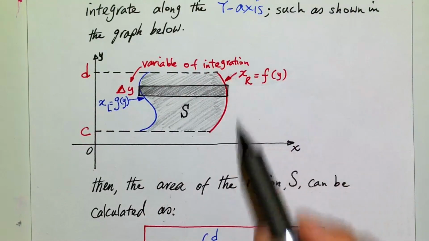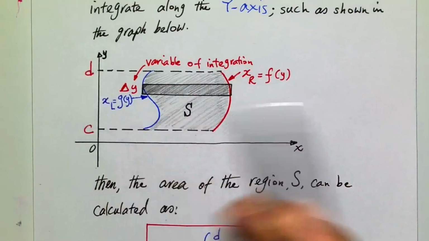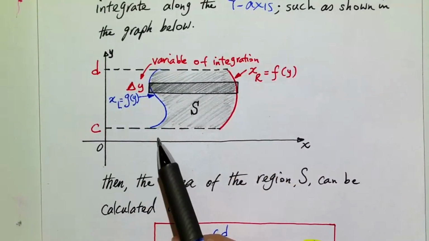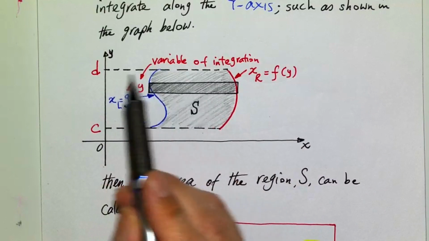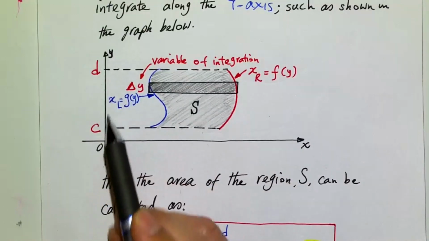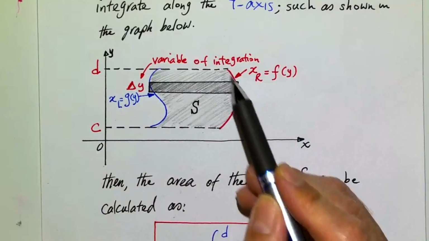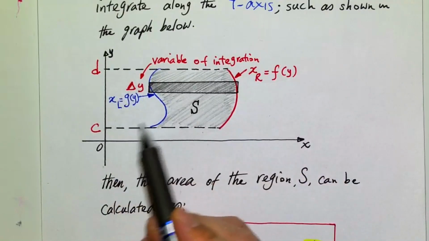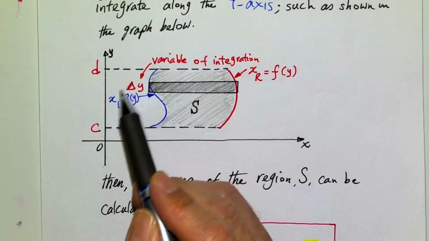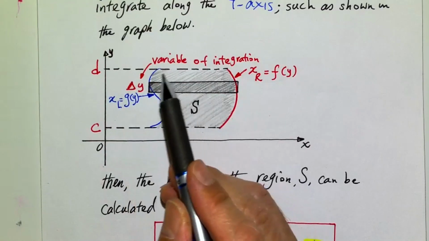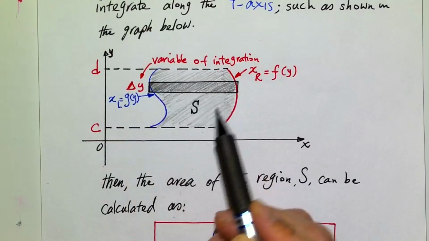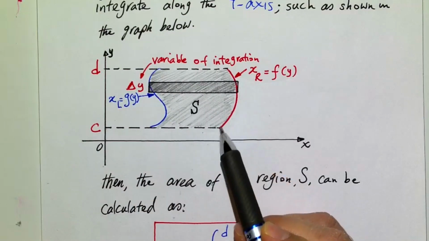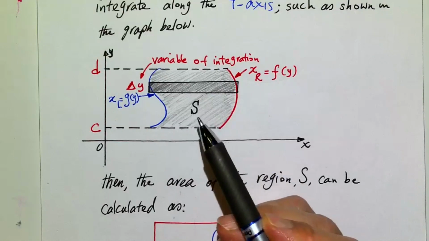Now, if we integrate along the y-axis between c and d, what we will find is the entire area between the y-axis and this red curve. Of course, that includes the area that is not shaded, so it includes this piece that we don't really want. We just want the area of this shaded region because it's between this blue curve and the red one. So what do we do then?